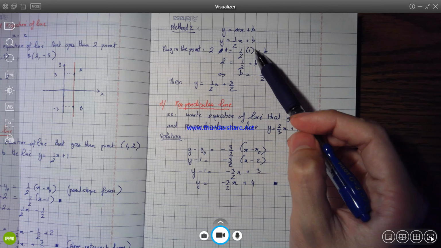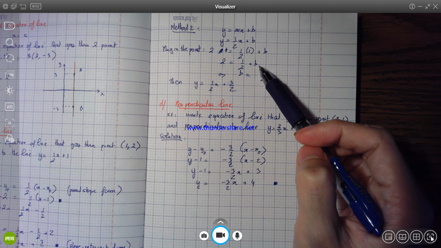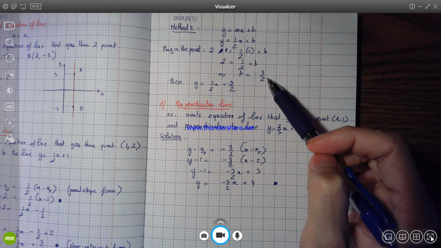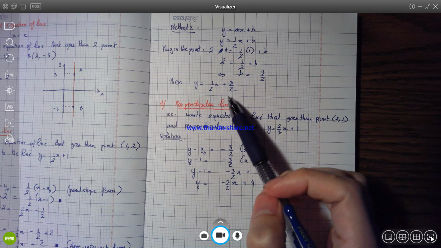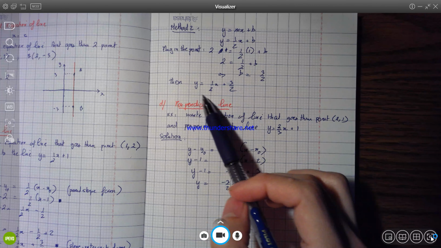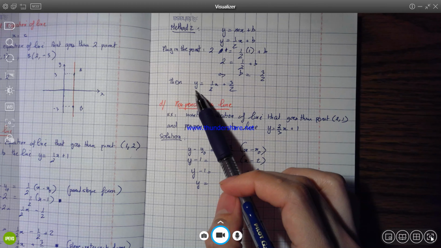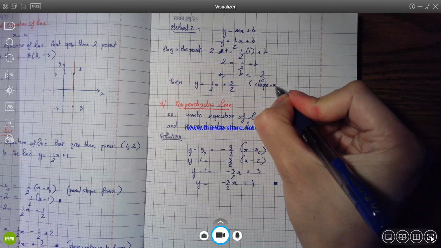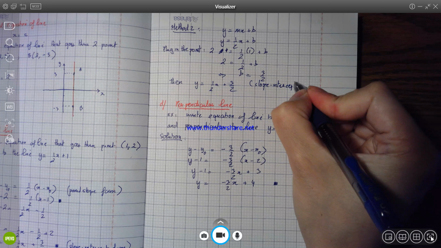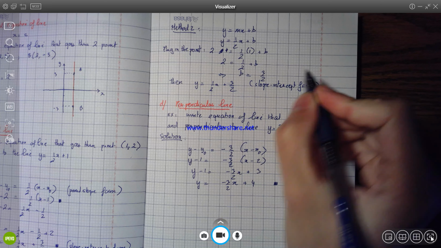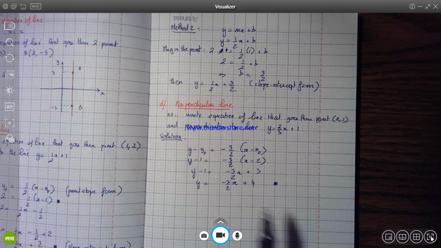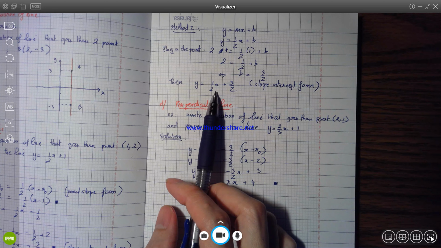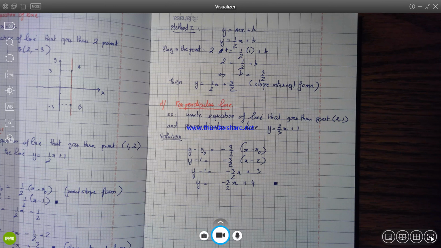So 1 over 2 times 1 is 1 over 2. In order to get b, you subtract a half from both sides. So 2 minus a half gives you 3 over 2. After you got b, you can rewrite your final answer in slope-intercept form. So this is slope-intercept form: y equals 1 over 2 x plus 3 over 2. And of course, you can convert to standard form if you want to by multiplying both sides by 2. Same thing over here.